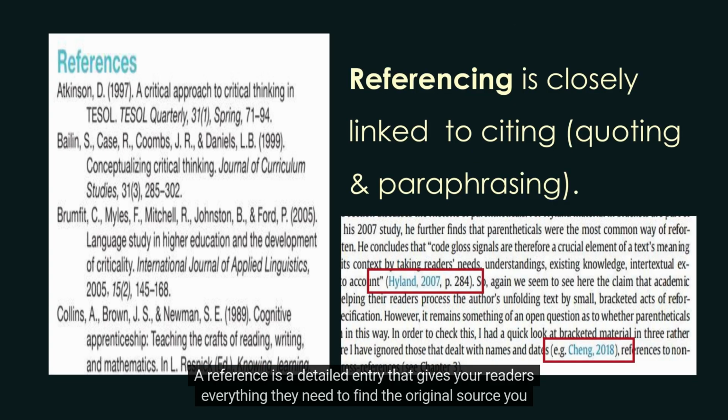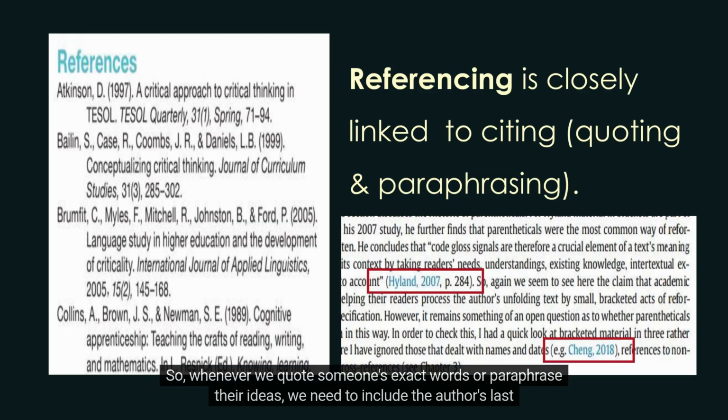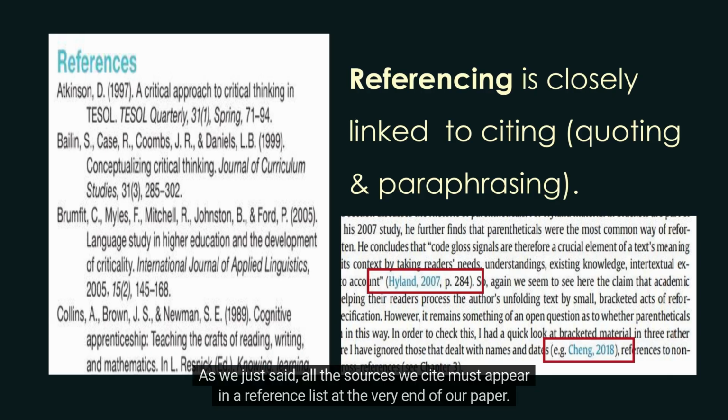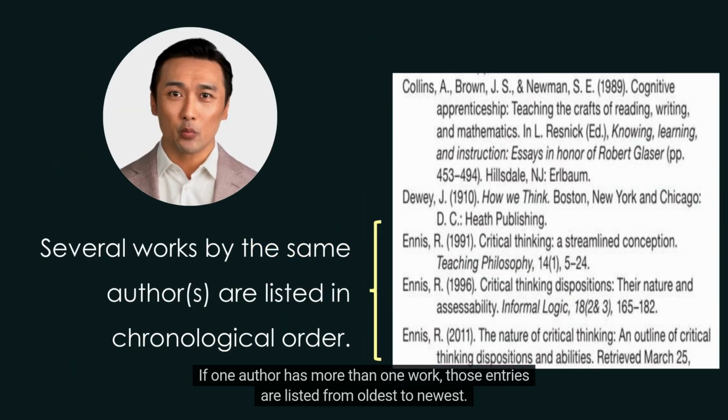A reference is a detailed entry that gives your readers everything they need to find the original source you use. It's directly connected to your in-text citation, those parentheses that include the author's name and year. So whenever we quote someone's exact words or paraphrase their ideas, we need to include the author's last name, the year of publication, and if we're quoting directly, the page number. As we just said, all the sources we cite must appear in a reference list at the very end of our paper. There are a few simple rules. Sources are listed in alphabetical order by the author's last name. If one author has more than one work, those entries are listed from oldest to newest.